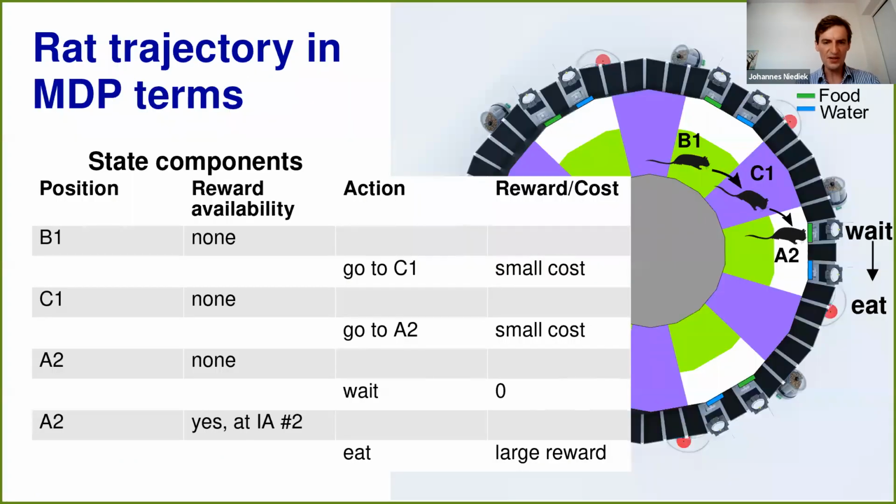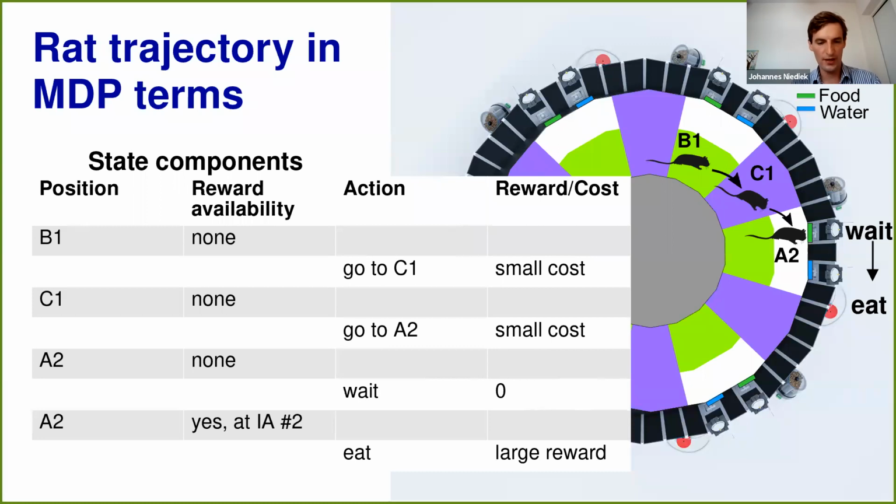And here's an example of how we describe a red trajectory in this MDP language. So imagine a red starts in this position denoted by B1. So the state currently is position B1 and no reward available. And the action is go to C1. The red moves to C1. This comes at a small cost, a small movement cost. Then the state is C1, no reward available.